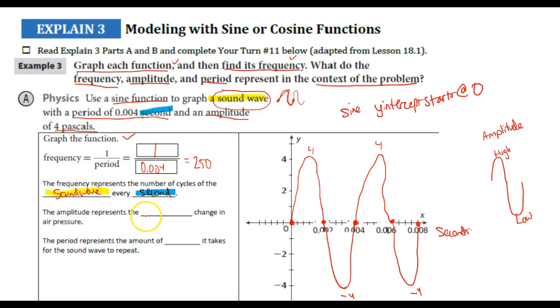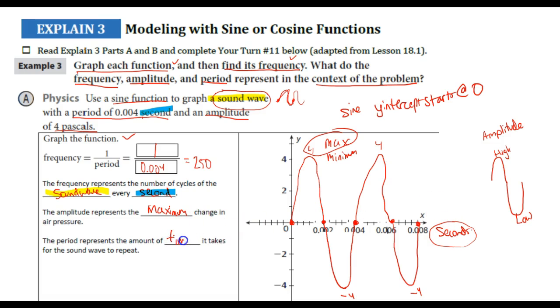represents the, well, the first thing we hit, was that a maximum or a minimum? That was a maximum, right? So the maximum change in air pressure. And the period represents the amount of, well, what are we measuring on the x-axis? Well, we're measuring seconds, right? And seconds is in the form of, is that measuring distance? Time? What do you think it's measuring?